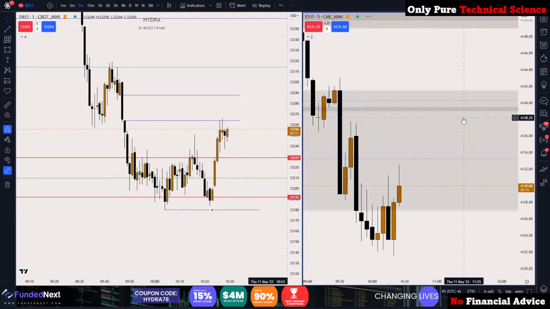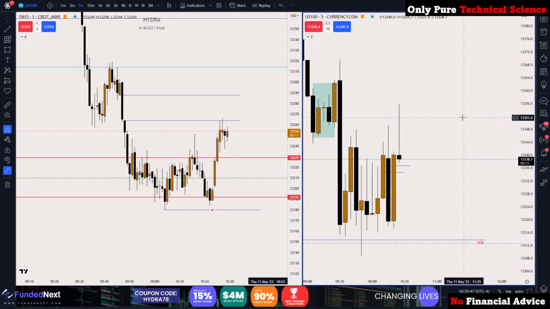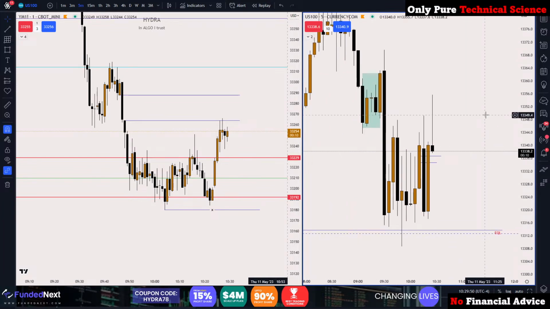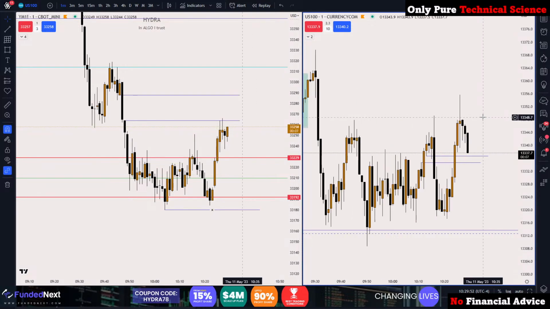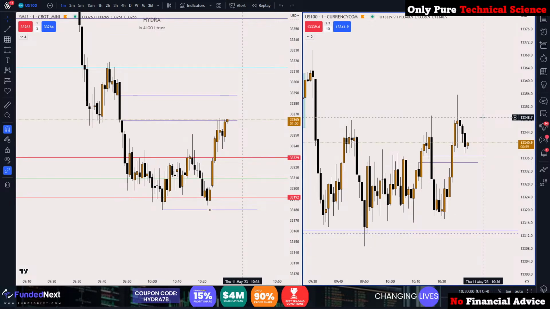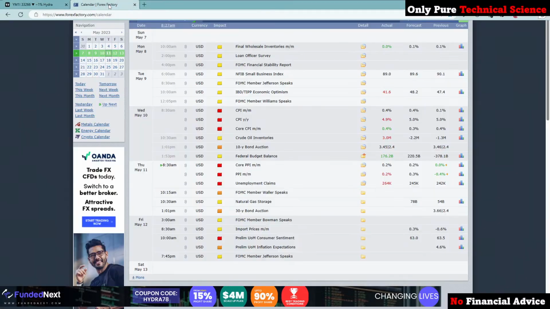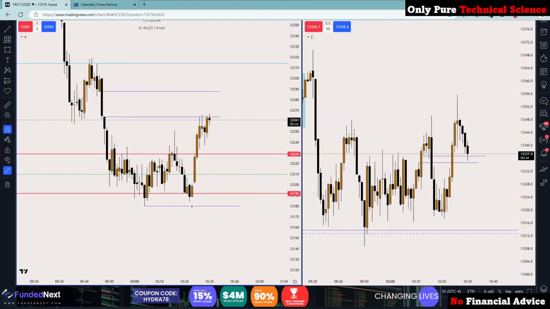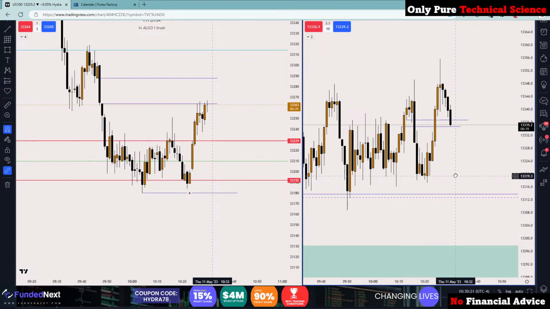Okay, let's put the Nasdaq here. Nasdaq doing the same thing. Okay, the news released, the natural gas storage. Let's see what kind of volume it's providing to us. On NAS you can see that it's dropping.